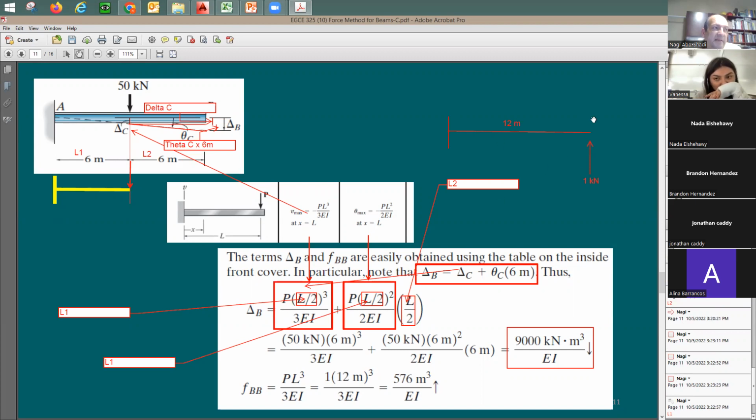Now, this amount of deflection that you get here is called FBB. F sub BB, which is this one here, is going to be equal to PL cubed divided by 3EI. But in this case, the L is going to be 12 meters. I have here 3EI. So what is this for? This is going to be the amount of displacement that you would get upward when you apply only 1 kip. Look at the force here, 1 kip.